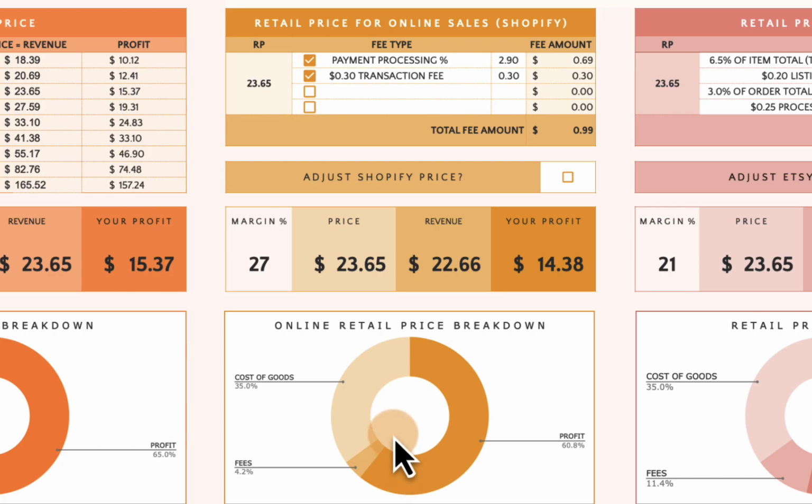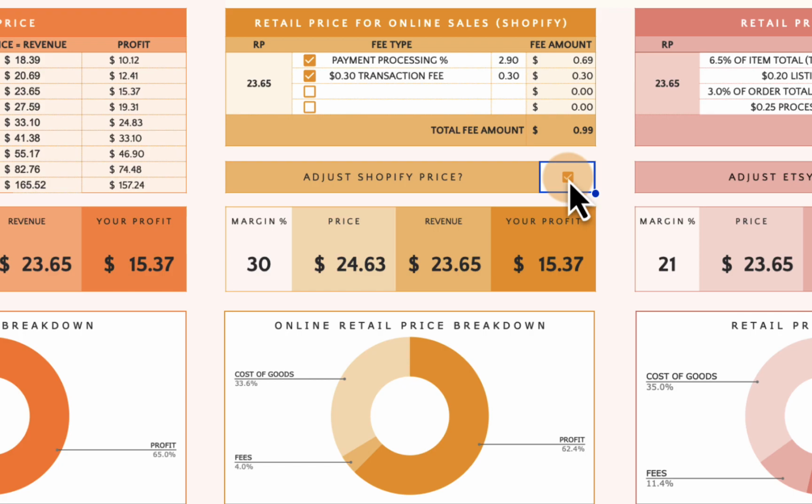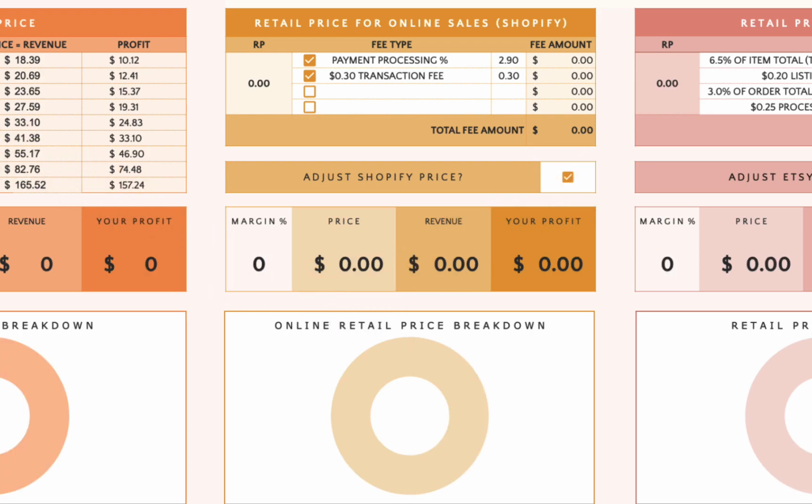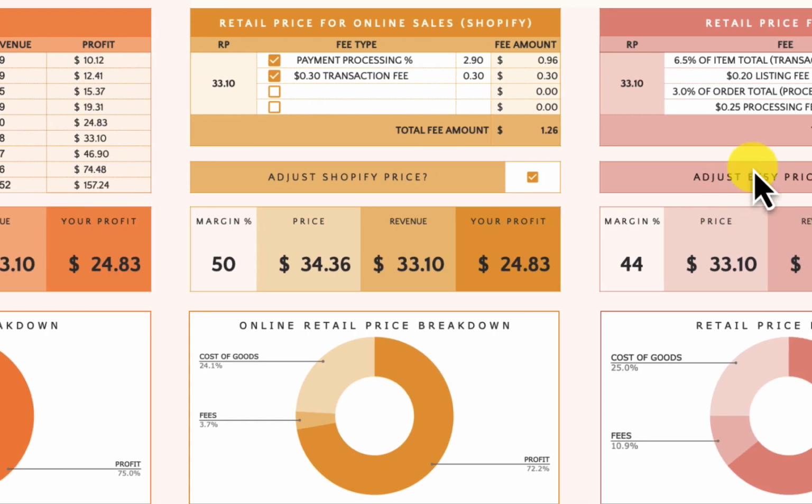If you want to adjust the price, click the checkbox and your price will be automatically adjusted to maintain the initial profit. Let's change profit margin to 50% because that's what we want and move on to Etsy sales.